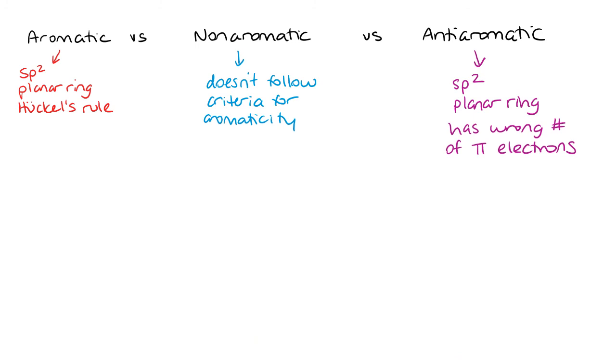So we have 3 categories for what molecules can be. They can either be aromatic, non-aromatic, or anti-aromatic. Now if they're aromatic, we have all sp2 hybridized atoms, we have a planar ring, and we have Huckel's rule number of pi electrons. Now the importance of Huckel's rule is Huckel's rule ensures that all electrons will be paired in bonding molecular orbitals.